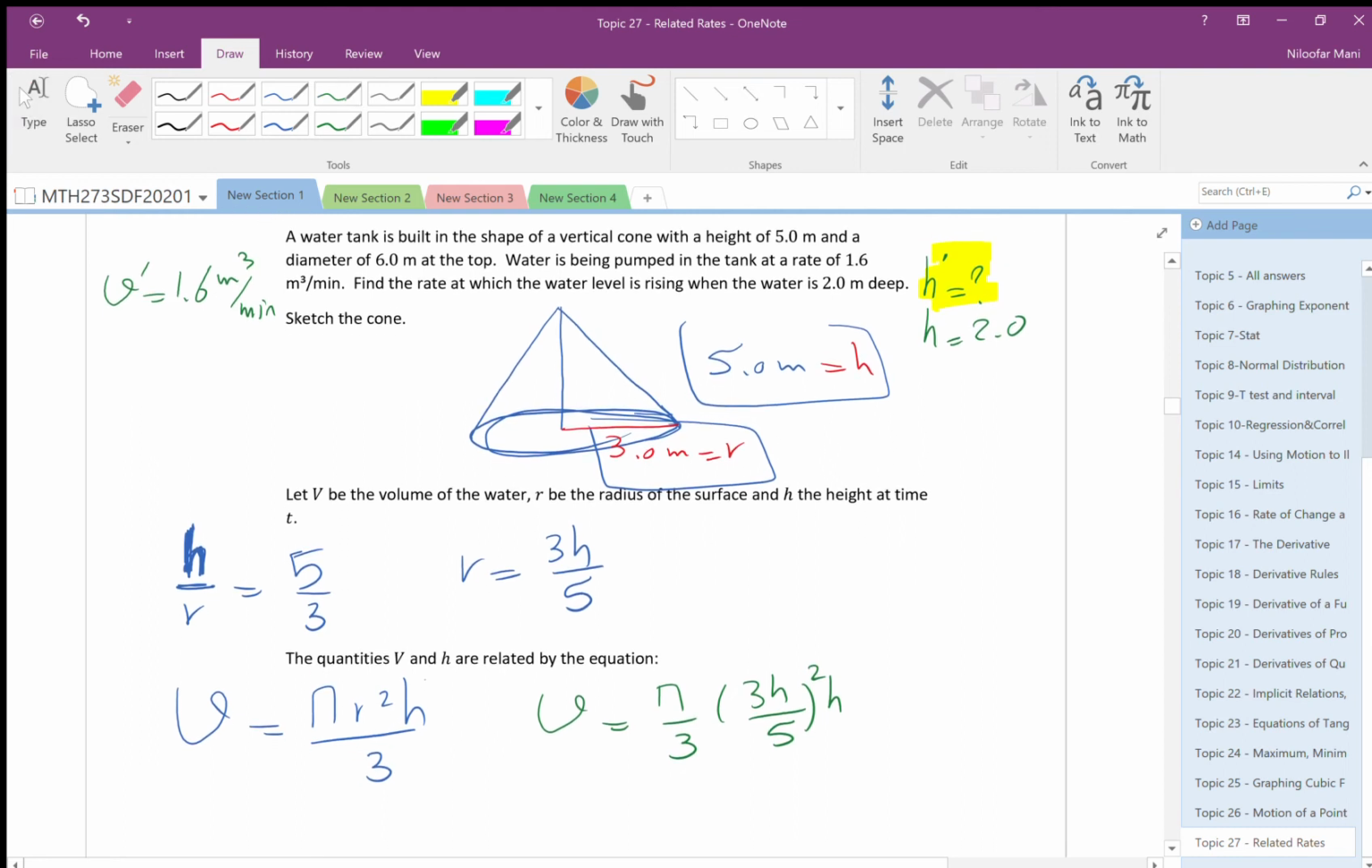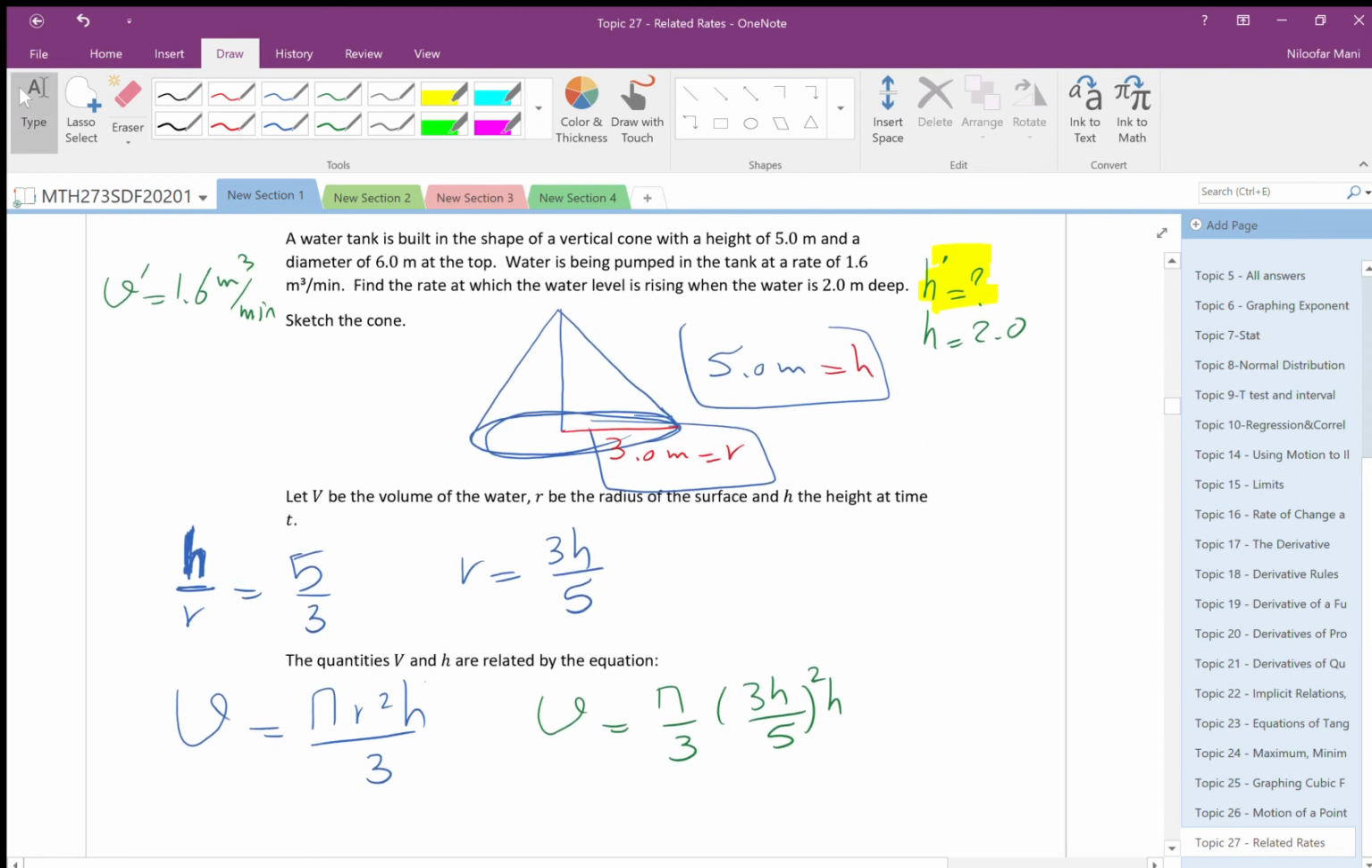So I read the question. I know three things are changing. Volume is changing, height is changing, radius is changing when the water is going up. And then I said, okay, I have V prime, I want you to find H prime. But I didn't say anything about R. So I use this equation and I find R and I just substitute. But before I find the derivative, I do substitution because I want to make it easy for myself.